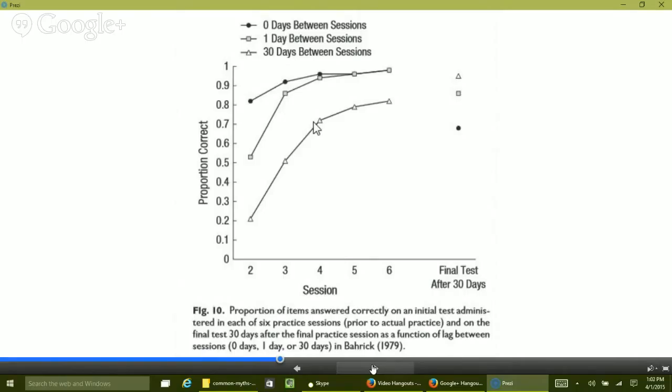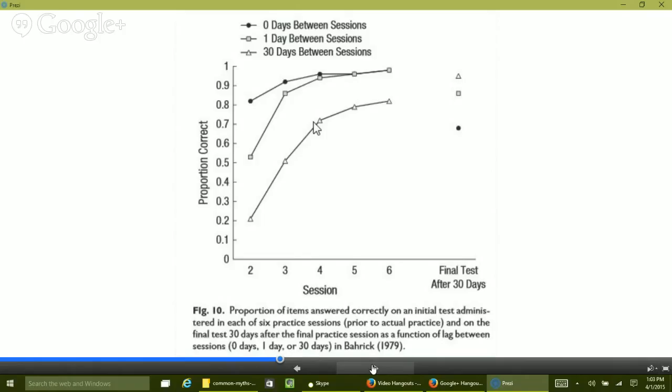Another, they did it over 6 months with 30 days between the sessions. And then they tested them 2 days, 3 days, 4 days, 5 days, 6 days, and then 30 days after the session. And what they found is that when students took the classes back to back in 6 days, they did the best immediately, among all those groups.